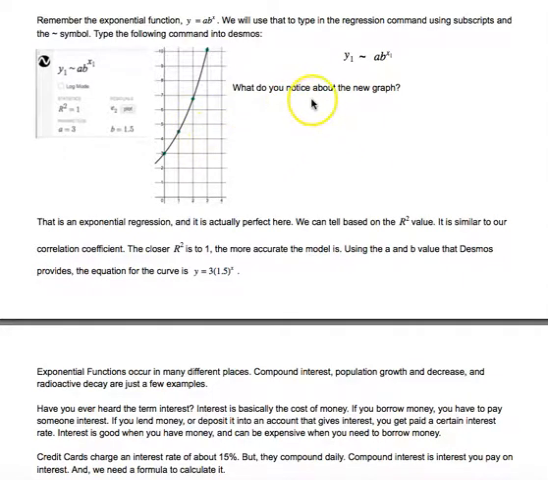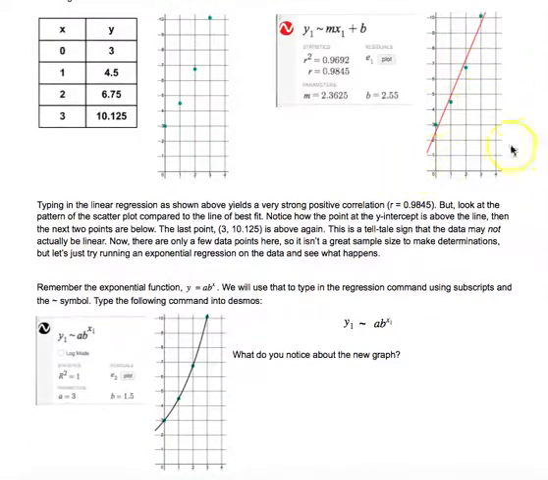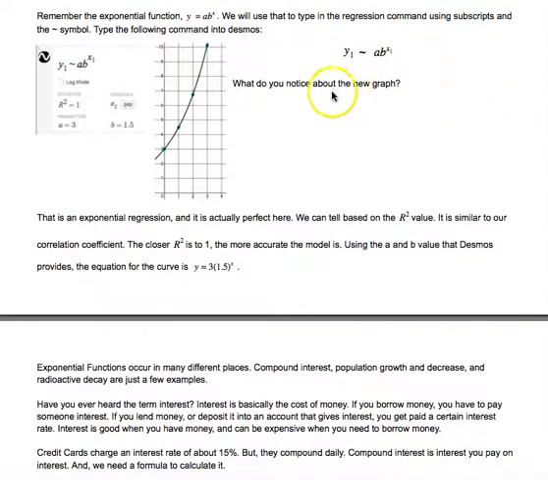So what do you notice about the new graph? I want you to take a look at this, compare it to what we saw here, and go ahead and choose what you think is the most important thing to notice about this new graph.